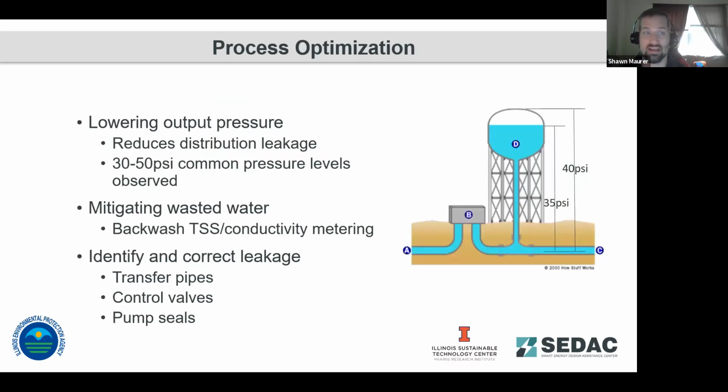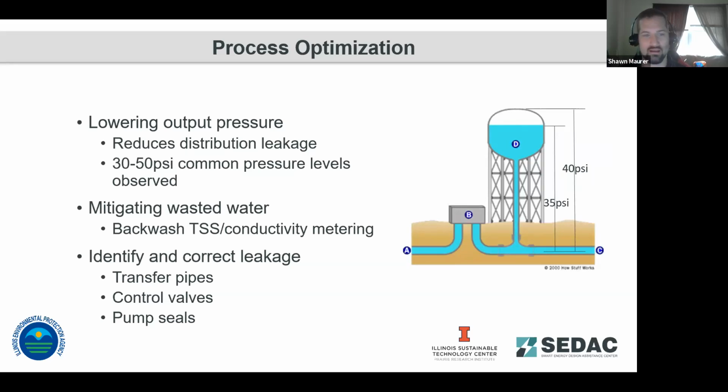Looking at process optimization. One of the big things we've been looking at for a lot of facilities is what's your output pressure to your community. Typical distribution system design is somewhere between 40 and 50 psi in the distribution system, a minimum of 30 to 40 psi coming into residential structures and commercial buildings in the community.